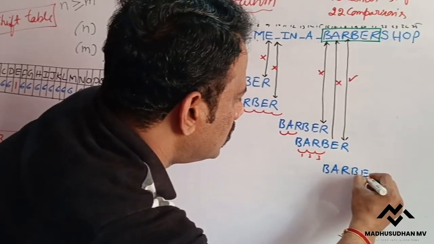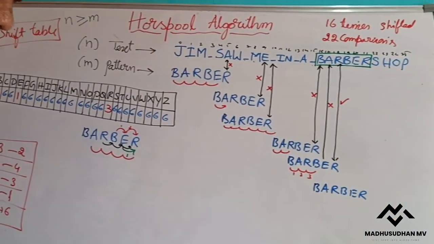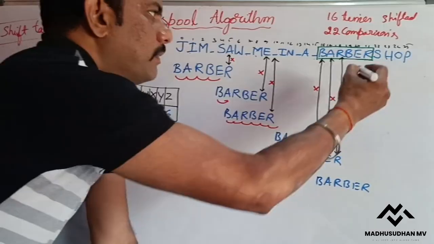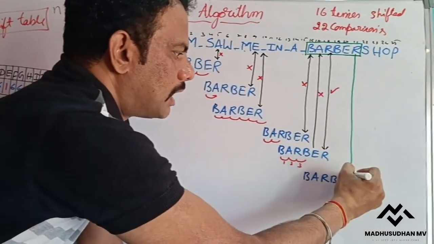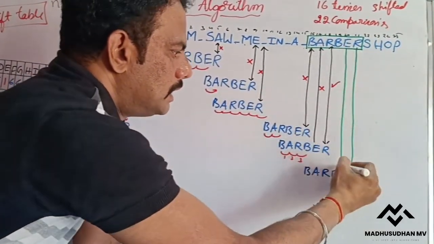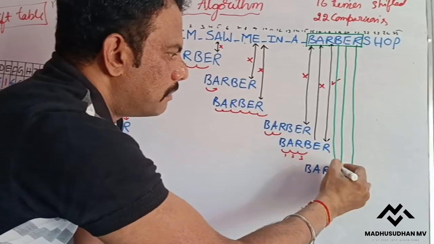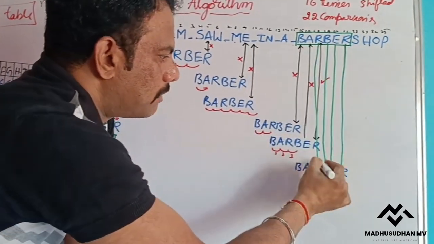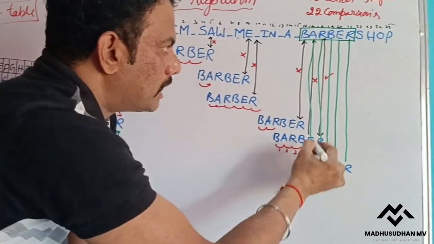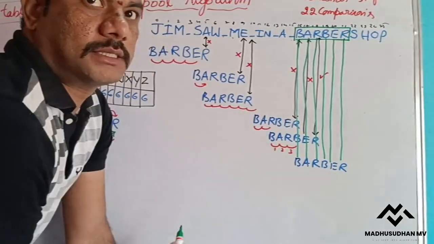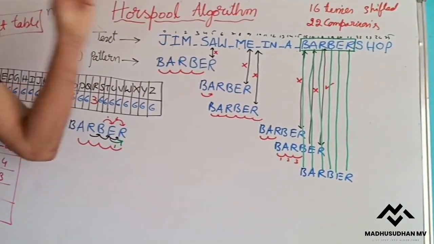B-A-R, B-E-R. So now if you compare this, R with R matches, E with E matches, B with B matches, R with R matches, A with A matches, B with B matches. So here I found the pattern.